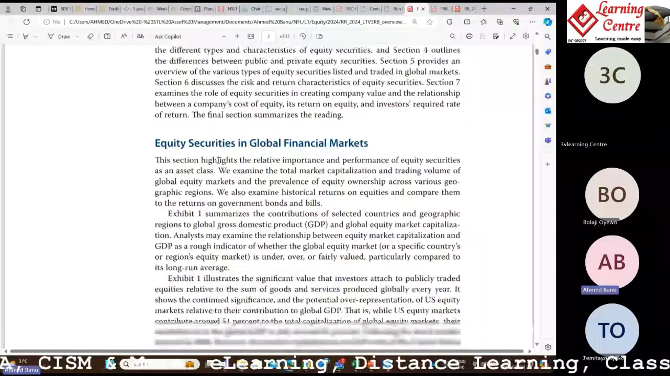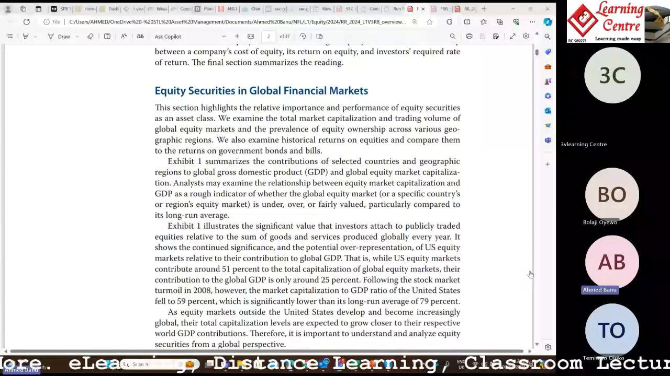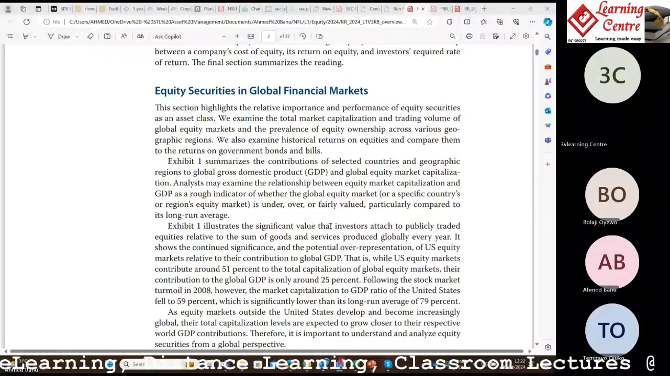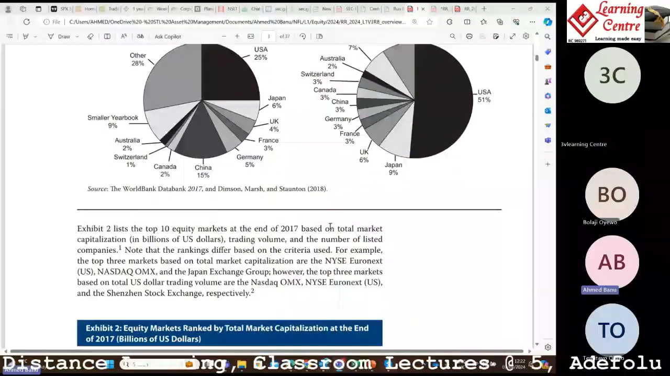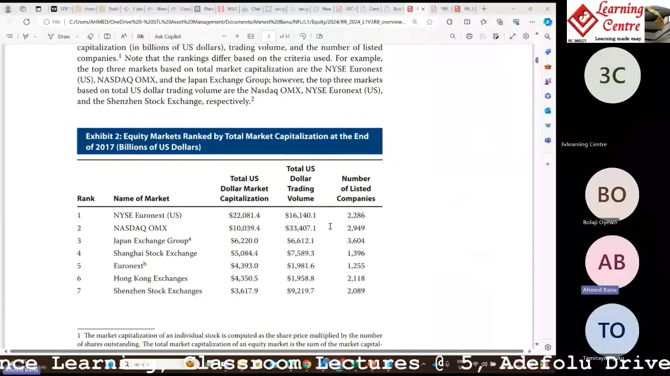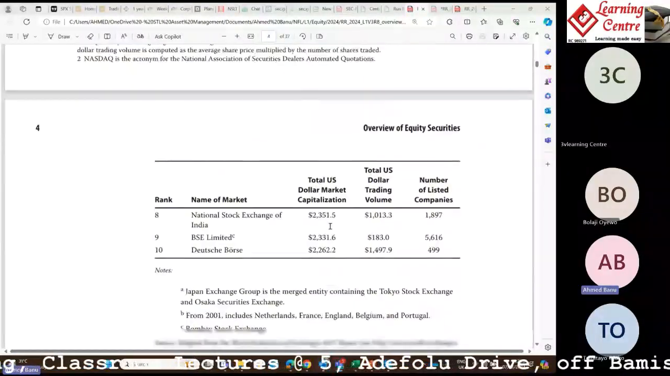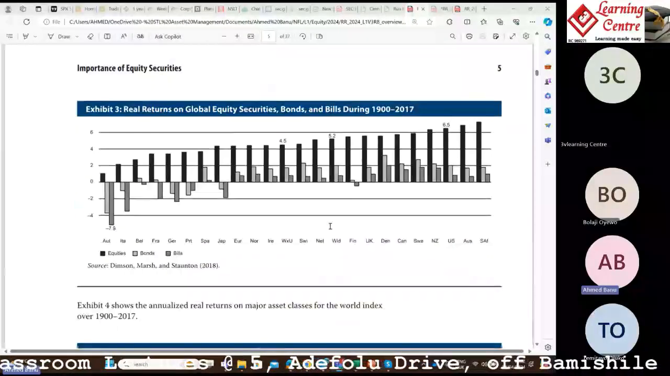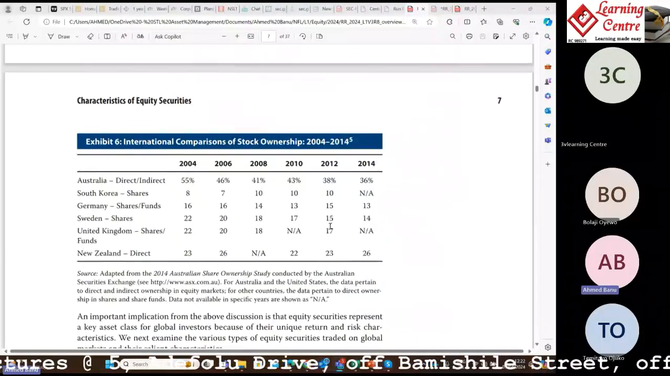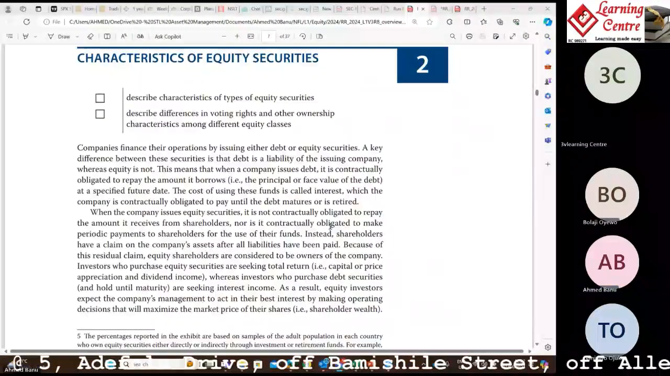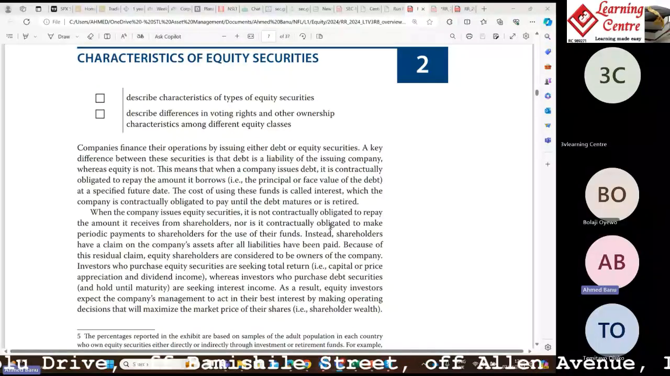Just giving us an introduction, equity securities in the global market have grown over the years, but fixed income still seems to be the dominant factor. So let's jump right into it. The first slide is, which is why I always tell people the curriculum is always packed with a lot of information, characteristics of equity securities.